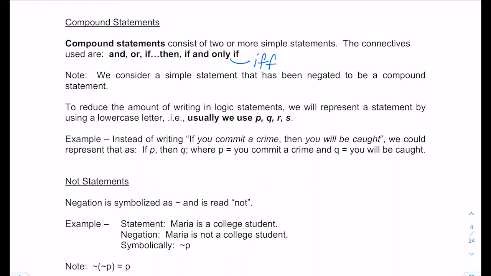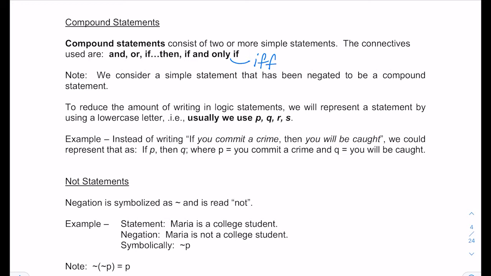So in logic, when we're rewriting statements, it can turn into a lot of work because sentences have sometimes a lot of words. So in mathematics, what we do is we represent the statements using lowercase letters. And the letters that we usually use are P, Q, R, and S. You can use any letters you want, but those are the ones that you're going to see in this chapter used the most.